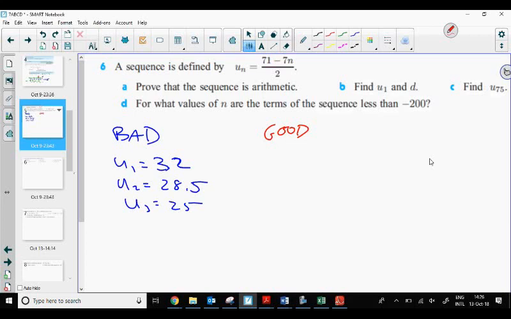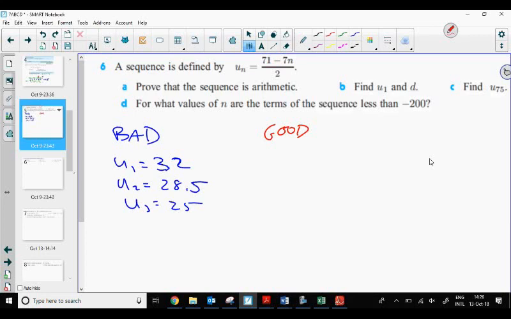Okay, so this one, we've got a sequence, and it's not really quite in the same format as the last one. So letter A is saying prove that it's arithmetic. Well, even if it was in the same form as the last example we saw, that's not enough to prove that it's arithmetic, even though it would obviously be. Here's how we're going to do it. First, I want to show you a bad answer, because I have seen this occur too many times, so don't do this.